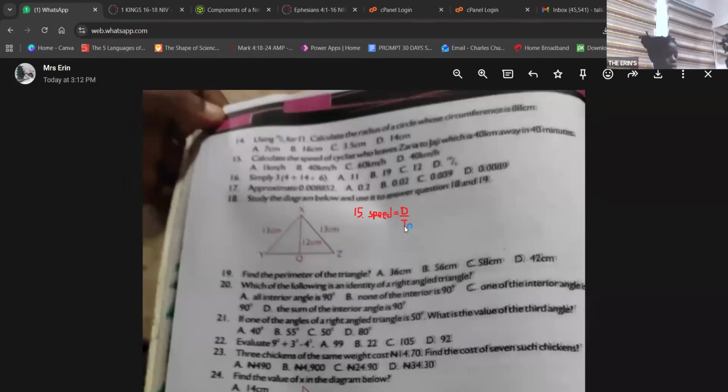Okay, sir. Yes. We're looking for speed. So if I'm looking for speed, the speed is... What will now happen? Talk to me now. How to get speed? This is in minutes. So we'll change it to kilometer. And we'll change the minutes to hours. Now you are talking. Now you are talking.